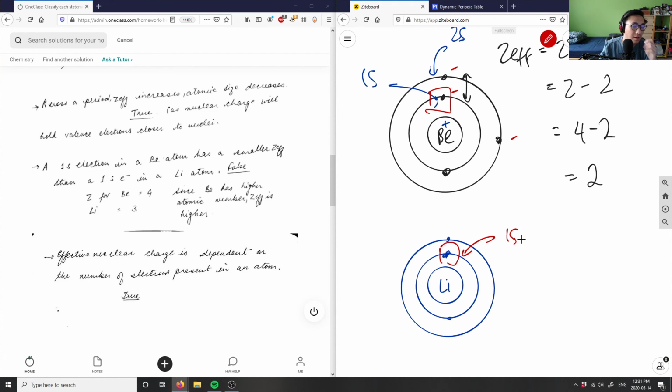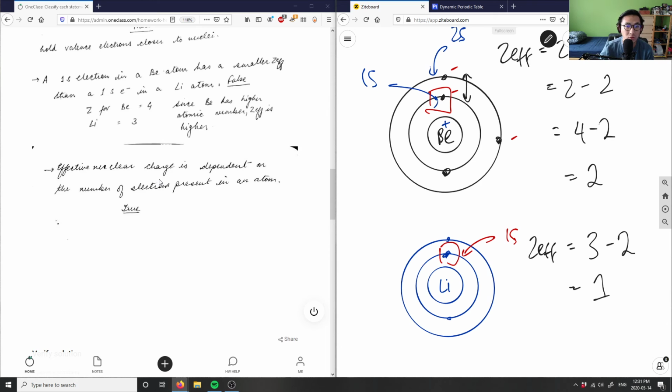And this one, because my atomic number of beryllium is higher than my lithium here, the Zeff is higher, like we said before. So I can calculate the Zeff for this electron here. It's going to equal the number of protons, which is 3 for lithium, minus 2, because I have 2 non-valence electrons, 1 and 2 here. And this will give me 1. And because 2 here is greater than 1, beryllium has a greater Zeff than lithium. So this word should be bigger for this statement to be true. So false here is correct.